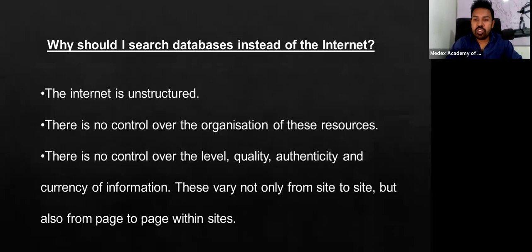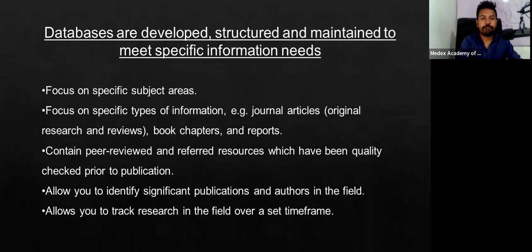These vary not only from the site to site, but even page to page within the site will not be controlled. So it's a problem. It's a problem, right? So while you are referring databases, that can be a problem. All right, let's see.